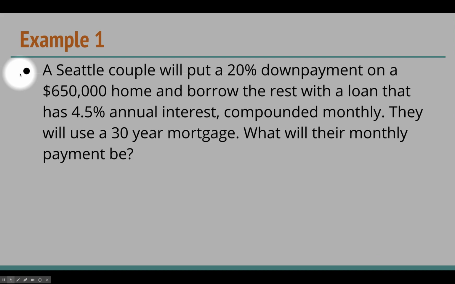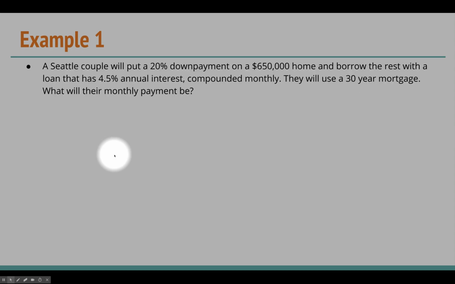Let's say a couple is going to put a 20% down payment on a $650,000 home, and they're going to borrow the rest with a loan that has a 4.5% annual rate of interest, and it compounds monthly, so K is 12. They're going to use a 30-year mortgage, which is pretty standard, and they want to know what the monthly payment is going to be. So there's our situation.